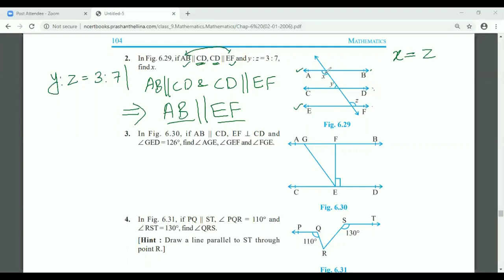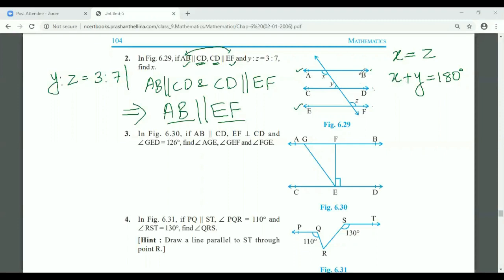Then another thing: how to find the measurement of X. How is X related with Y? They are interior angles on the same side, so we can write that X plus Y is equal to 180 degree. Interior angles on the same side will be supplementary. Since AB and CD are parallel as given in the question, the interior angles on the same side, X and Y, will be supplementary. So X plus Y is equal to 180 degree.